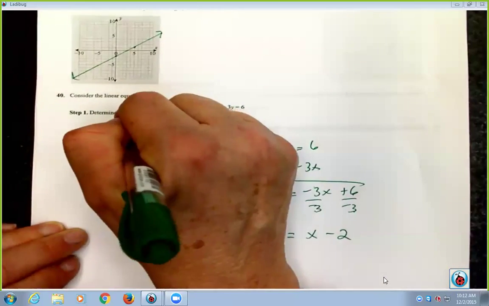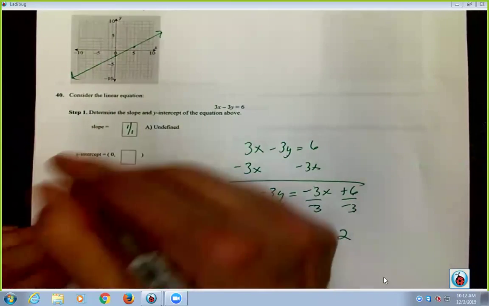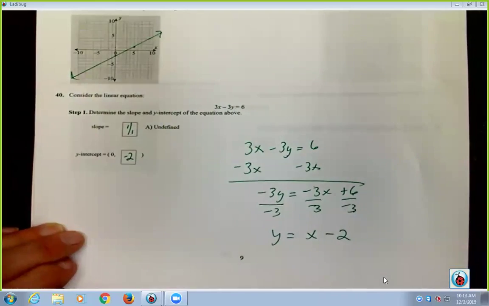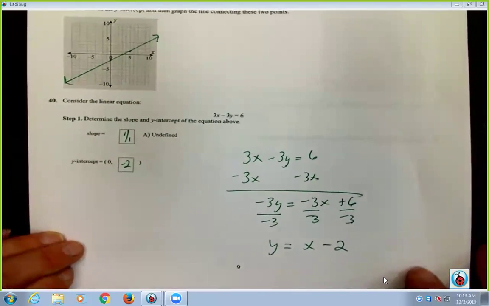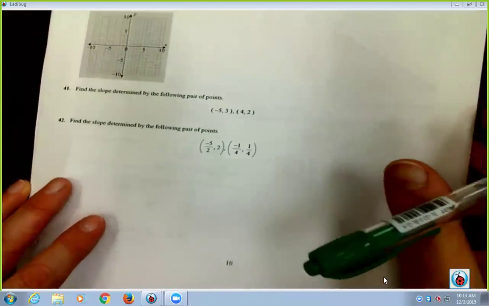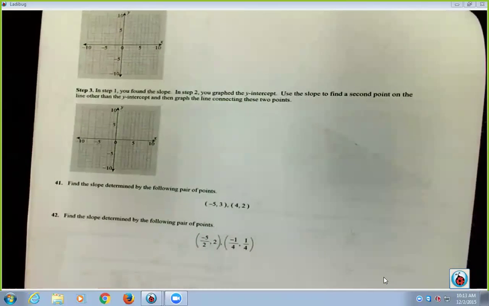So I guess we can just put them in there. 1 over 1 or just plain 1. And the intercept's a negative 2. Okay? All right. And then it asks you to do the same stuff on the opposite side. Okay. And you can finish it.